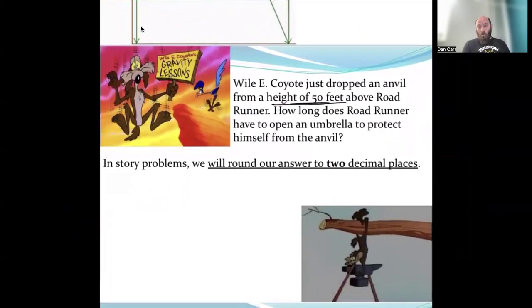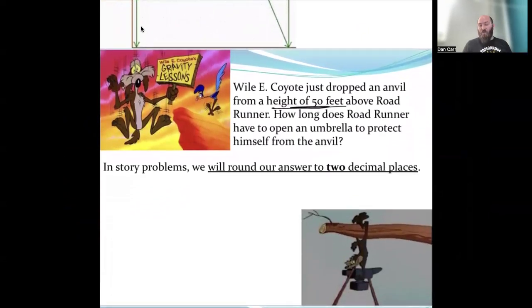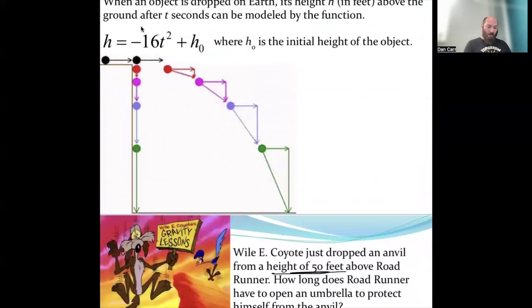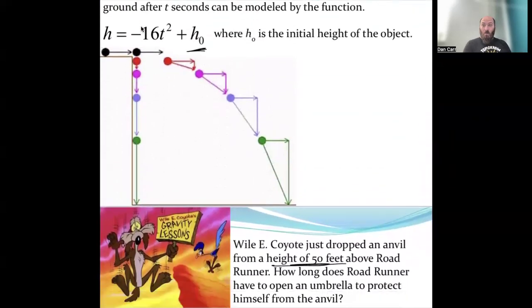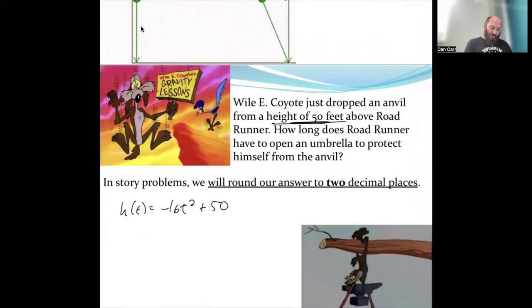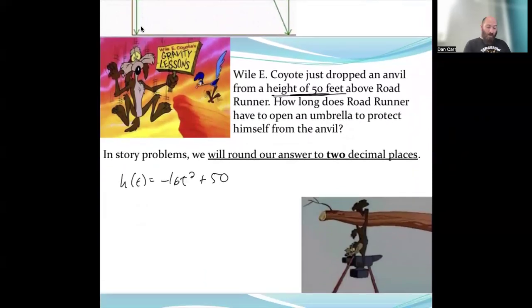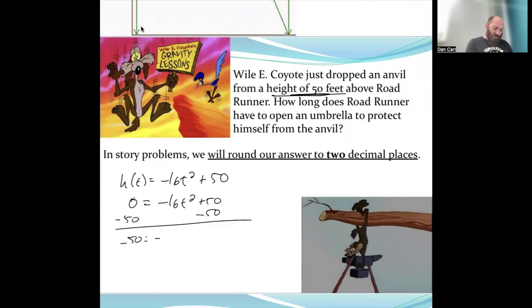So because it's a word problem, we are going to round these answers off. I don't want exact answers. So the idea is that h of t is equal to -16t squared plus my initial height. Okay, that's what this is saying here. So in this case, my initial height is 50. From here, I'm going to start with when it reaches the ground, height is going to be 0. So this is what I'm solving for. So we'll subtract 50 from both sides. So -50 is equal to -16t squared.